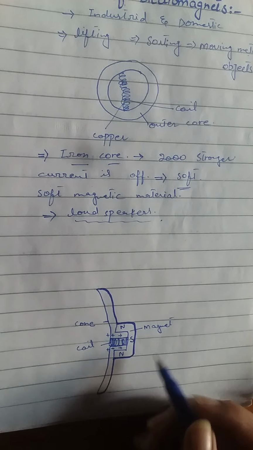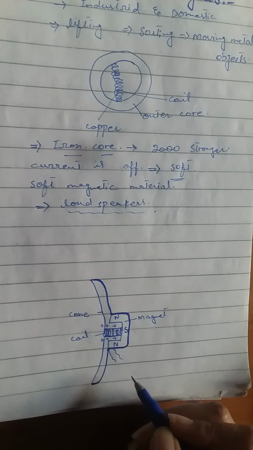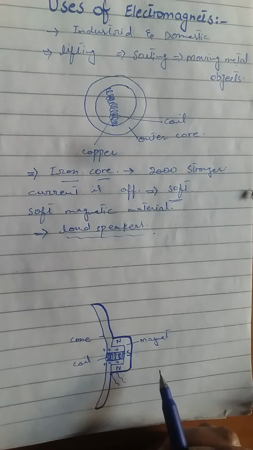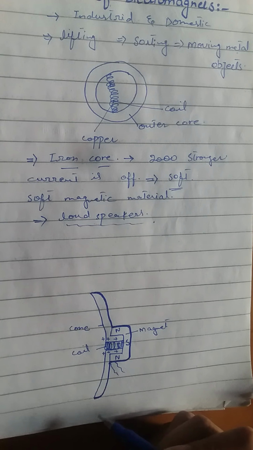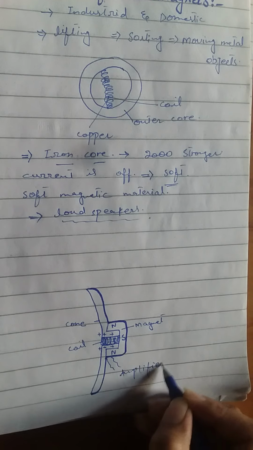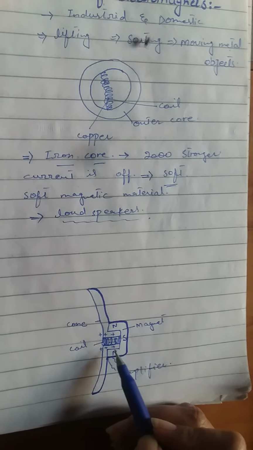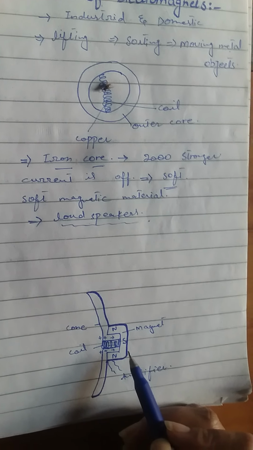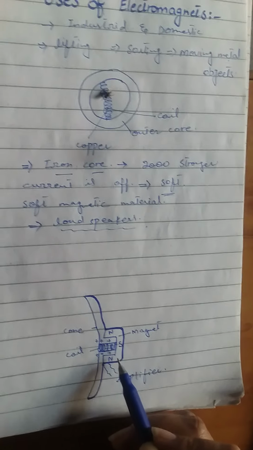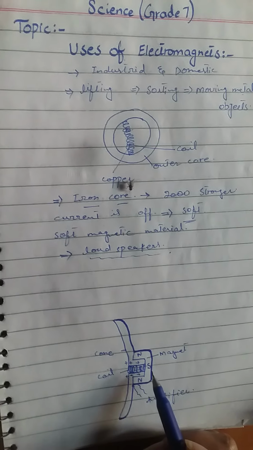An amplifier in your radio or mobile sends an electric current which moves forward and backward through this coil. The amplifier sends signals to the coil, and the coil pushes and pulls against the permanent magnet. When the coil moves in and out, the cone vibrates.